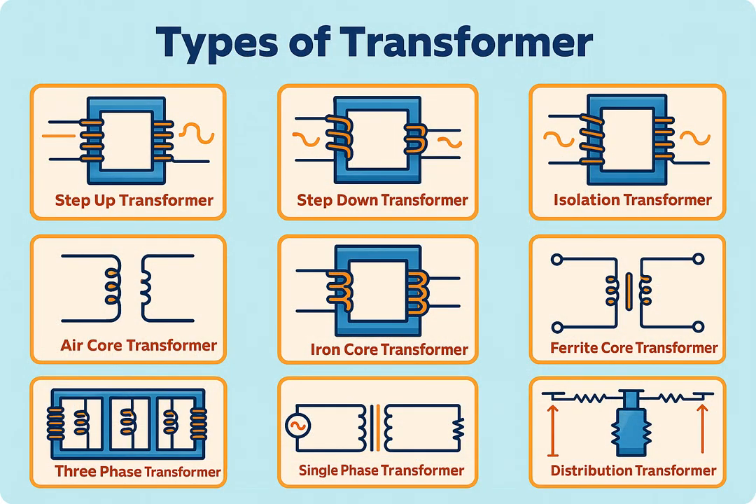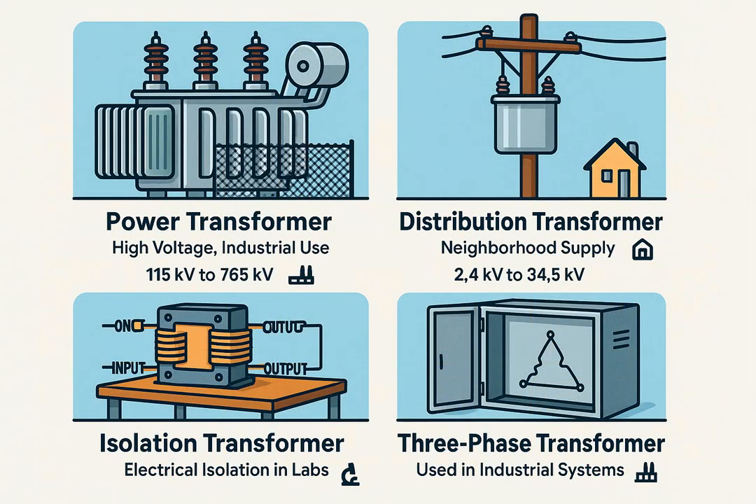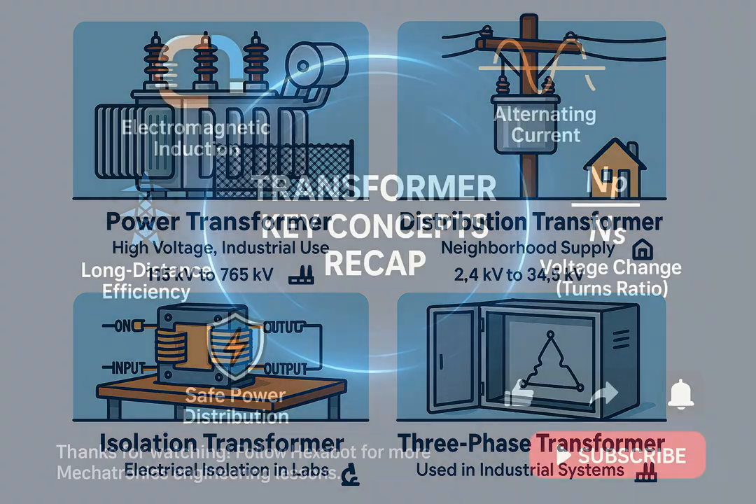Types of transformers. There are many types of transformers depending on their use. Power transformers for grid transmission. Distribution transformers used on streets and neighborhoods. Isolation transformers for safety. Three-phase transformers used in industrial systems. Some are made from three separate single-phase units, while others are integrated into a single three-phase core.